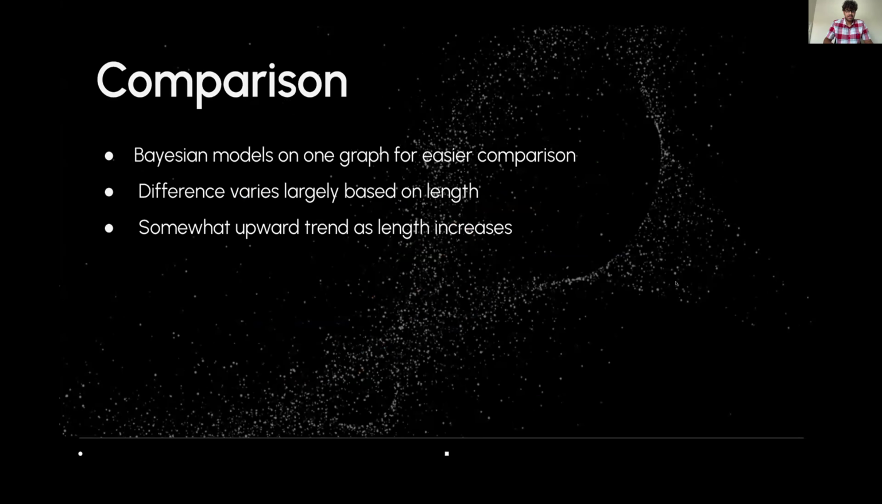And when we did the comparison, we put two Bayesian models onto one graph to do better analysis and better comparison across different bonds. And then, of course, we do see differences in yield rates change depending on the length of the bond. And what we saw is that the longer the bond length, the higher the yield rate. So generally, there is a positive relationship between the bond length and the yield rates.